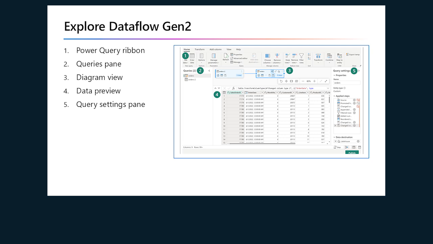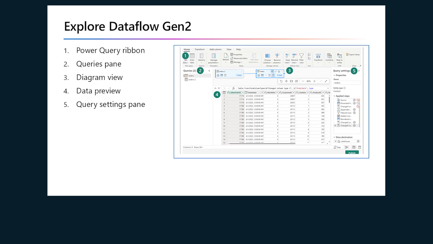Number 4 is the data preview pane. This only shows a subset of data to allow you to see which transformations you should make and how they affect the data. You can also interact with the preview pane by dragging and dropping columns to change the order, or right-clicking the columns to filter or make changes. The data preview shows you all the transformations for the selected query.